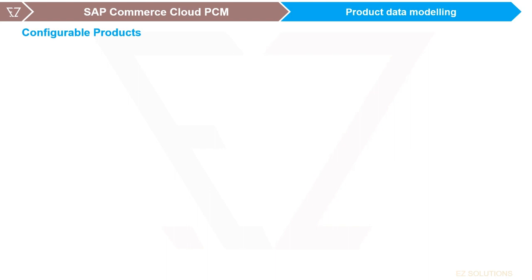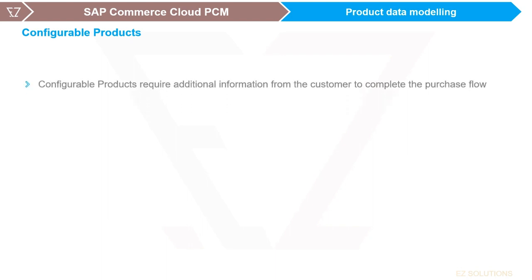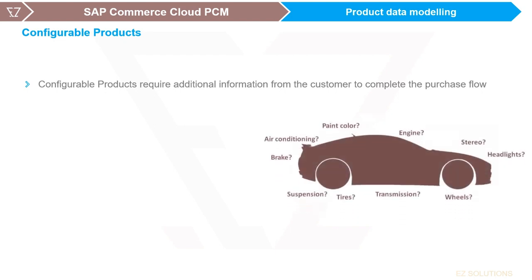Now let's see how configurable products are supported out of the box in SAP Commerce Cloud. In general, configurable products are products that require additional information from the customer to complete the purchase flow. For example, if I want to complete the purchase of a car, I need to select which engine should be built into the car, which color the car should have, and many other properties of the car.